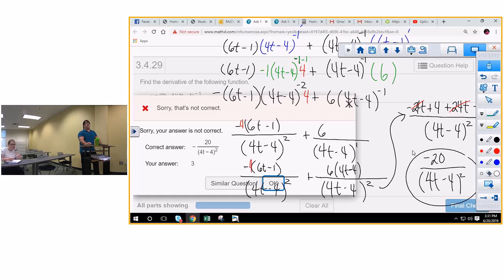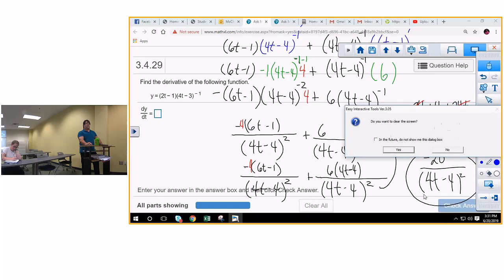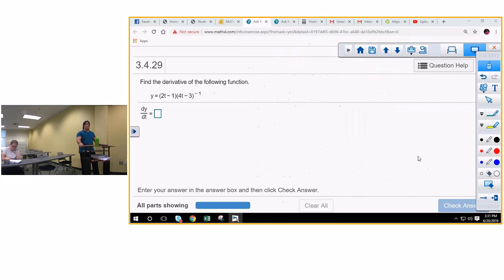Okay, so let's do another one. Why do I want to do another one? Because this is a very, very good test question. This is the kind of test question I would get y'all to do on a test. Okay? So let's do this one. And hopefully I won't forget to do the chain rule after I tell you to do the chain rule. So we got 2t minus 1 times 4t minus 3 raised to the negative 1 power. These are the type questions that if you can do these questions, you've got 3.1 through 3.4 covered.